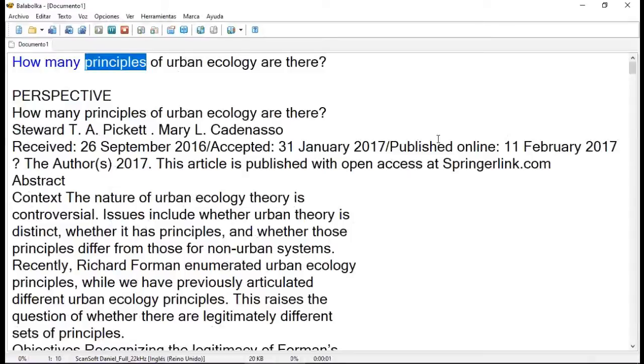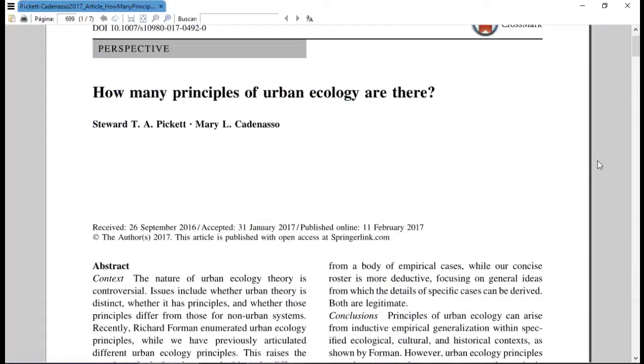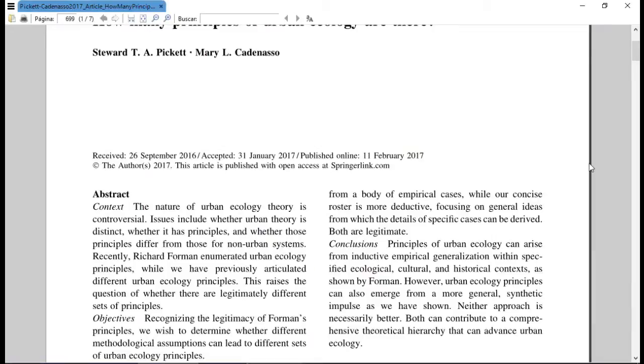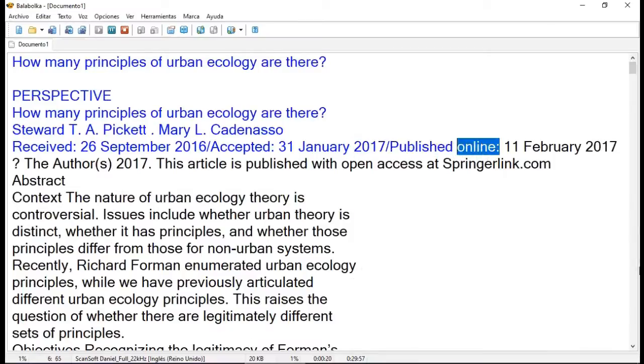How many principles of urban ecology are there? Perspective. How many principles of urban ecology are there? Steward T.A. Pickett, Mary L. Cadenasso. Received 26 September 2016, accepted 31 January 2017, published online 11 February 2017. The authors 2017. This article is published with open access at springerlink.com.